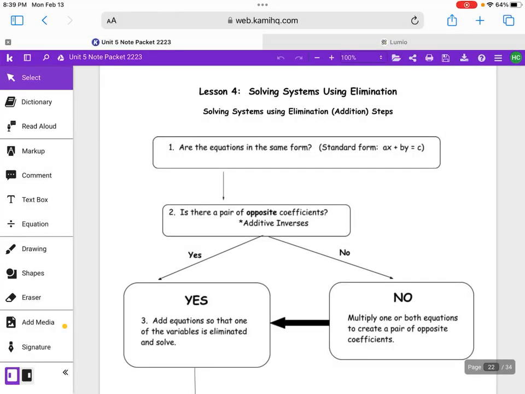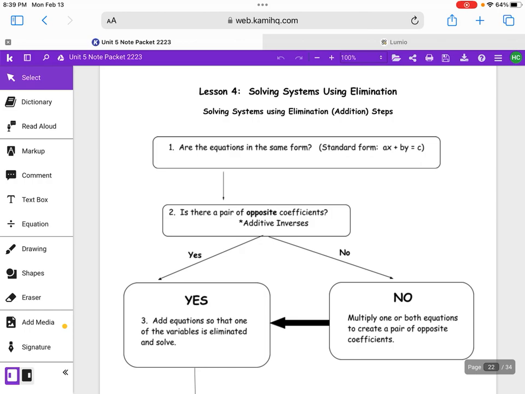So this lesson is going to be on solving systems using elimination. This will be lesson 4. So let's review really quick what we've done. We've done solving systems of equations using graphing. We've done solving systems of equations using substitution. And then lesson 3 was on some word problems.